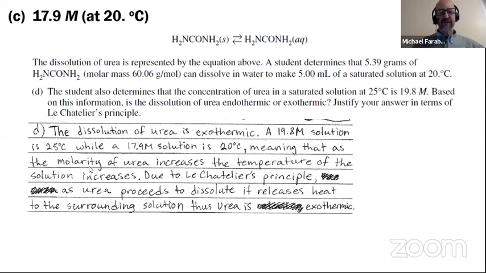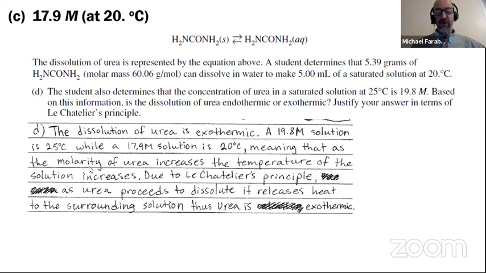So the student writes, the dissolution of urea is exothermic. A 19.8 molar solution is 25 degrees Celsius, while a 17.9 molar solution is 20 degrees Celsius, meaning that the molarity of urea increases as the temperature of the solution increases. And they go on to say, due to Le Chatelier's principle, as urea proceeds to dissolve, it releases heat to the surroundings, so it is exothermic.